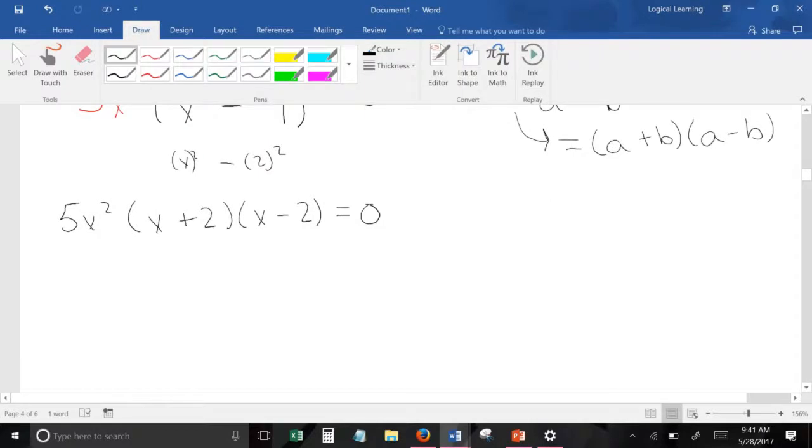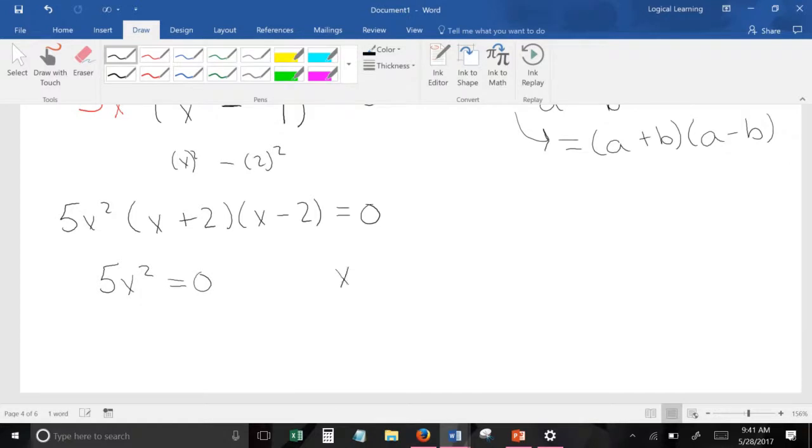Now that we have all 3 of these terms, we can set each of these equal to 0. 5x squared equals 0, x plus 2 equals 0, x minus 2 equals 0, and then we solve for x. We divide both sides by 5 here. We get x squared equals 0, so x equals 0.